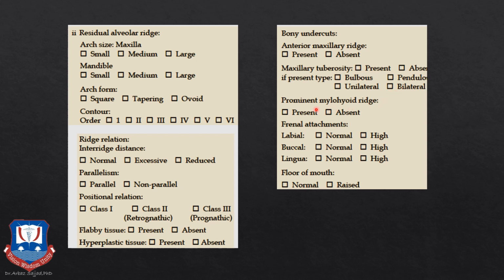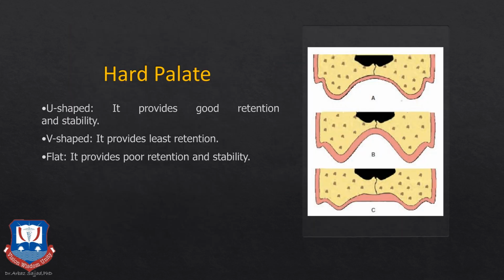We also need to examine the mylohyoid ridge, whether it is prominent and close to the ridge of the mandible, and we have to note the frenum attachments such as labial frenum and buccal frenums, as well as the vestibules and the floor of the mouth, whether it is normal or raised. All these will ultimately affect the extension of the denture base, basal seat area, as well as the retention and stability of the denture. Now, next thing after the mucosa and the ridges we need to consider is the hard palate.